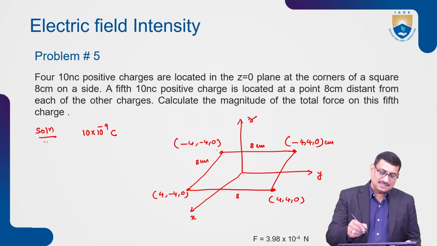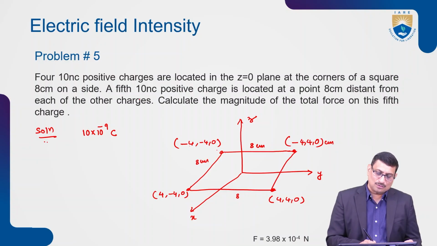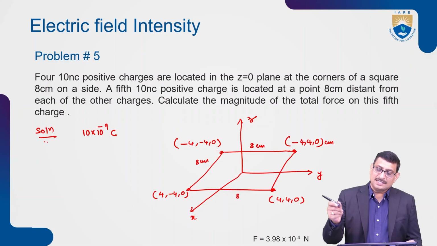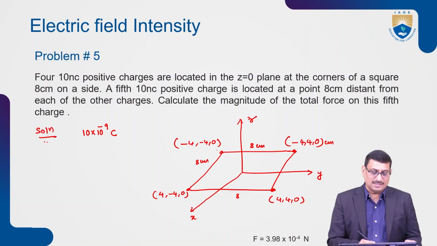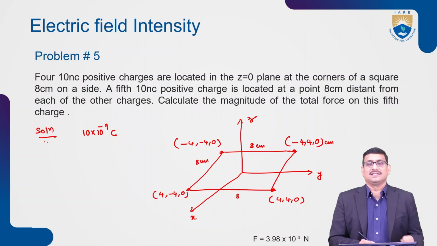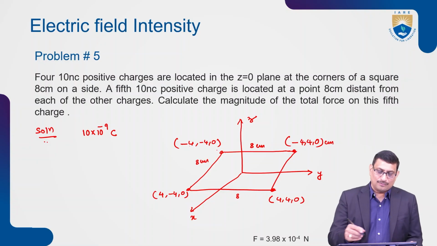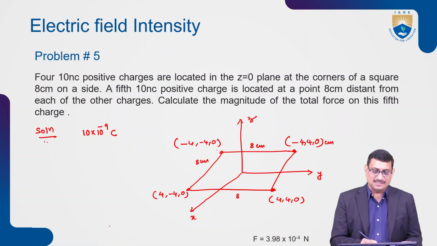And again he is saying that a fifth 10 nanocoulomb point charge is located at a point 8 centimeters distance from each of the other charges. Therefore, what is the distance and where is it located?